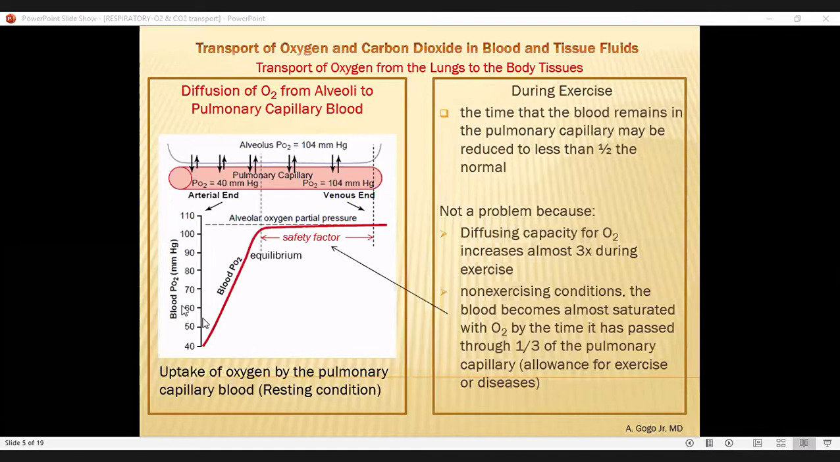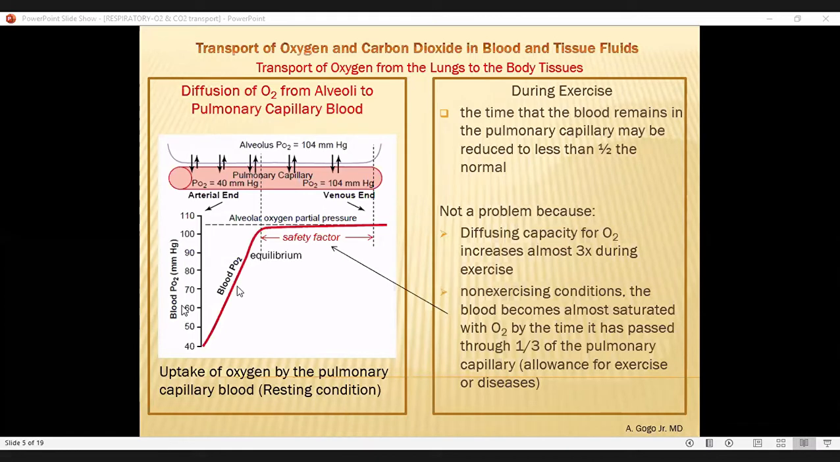Your blood PO2, you notice that from 40 up to around 90 plus, the binding of oxygen is quite fast. You notice that here? That's why the line is quite steep. Once it reaches 97 or 98, you notice that the binding of oxygen to the hemoglobin is slow and it reaches a saturation point.